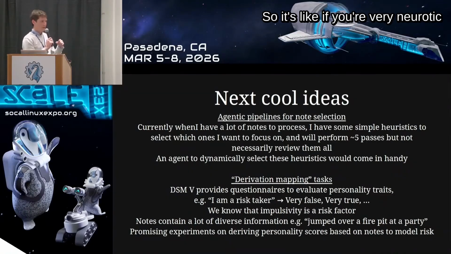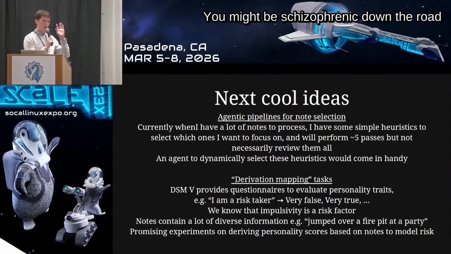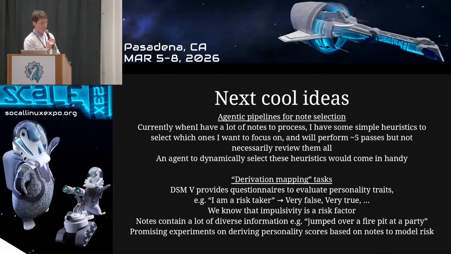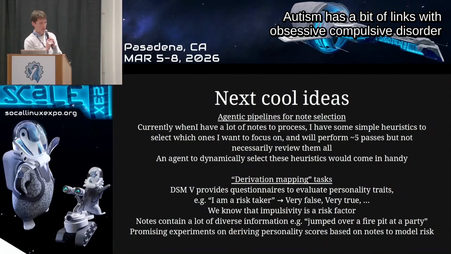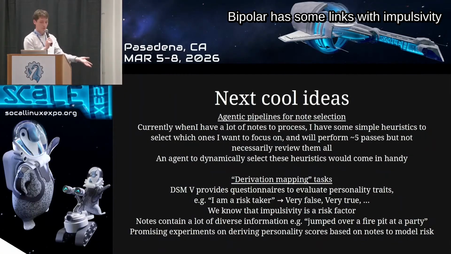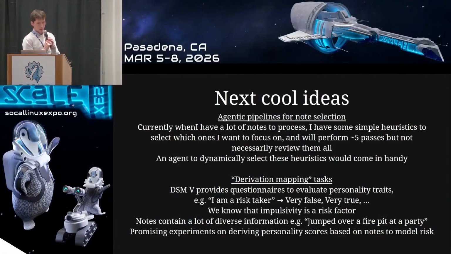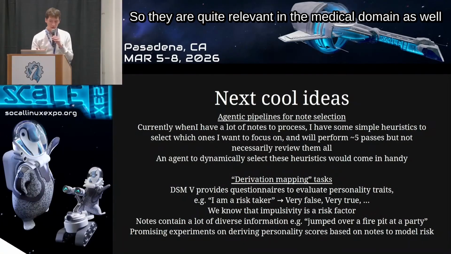So if you're very neurotic, you might develop schizophrenia down the road. Autism has a bit of links with obsessive compulsive disorder. Bipolar has some links with impulsivity. So they are quite relevant in the medical domain as well.